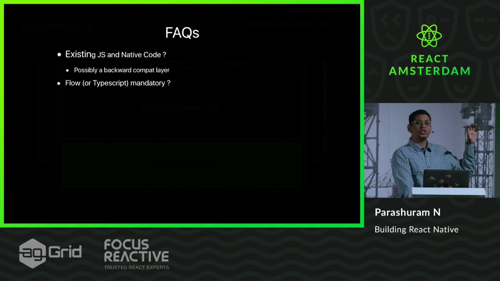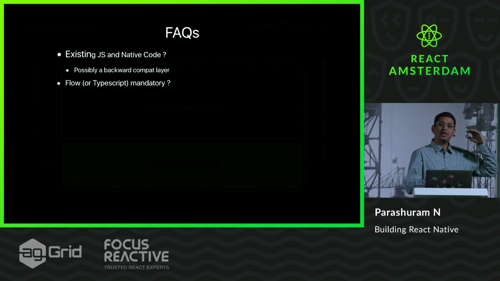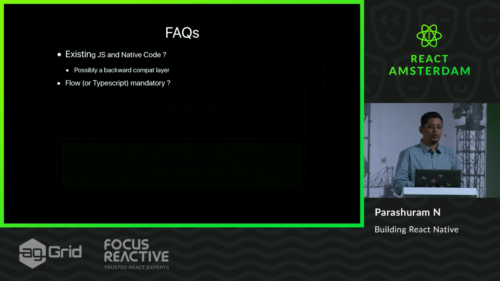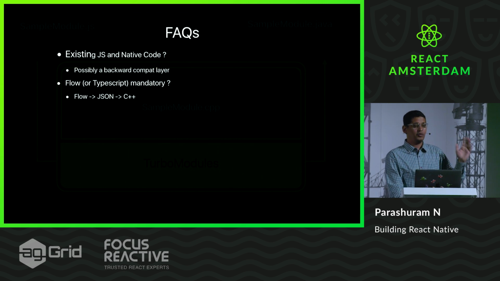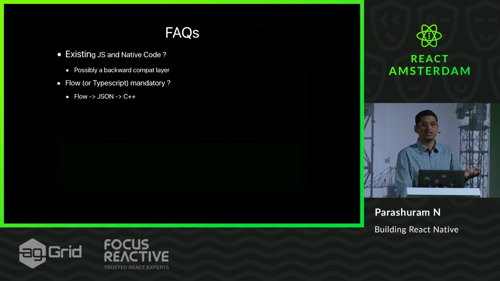Similarly, if you notice the codegen that I showed you, the codegen happens via the Flow type definition that I had. So you know in Flow I said, hey, my object is called sample1 and it has these 10 methods. It happens through Flow by default for us right now. But there's no reason to use Flow. We actually have a system where Flow generates JSON, and that JSON can generate C++. So if you're using TypeScript or if you're not using any type system, you don't have to use the same codegen system.